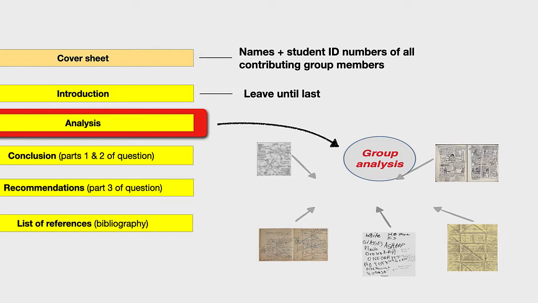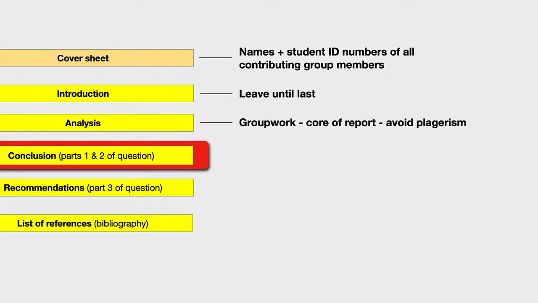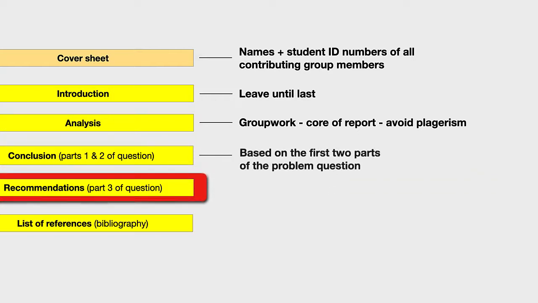Okay, so we move on from the analysis to the conclusion. Now remember, the conclusion refers to the first two parts of the question. And that's the important thing to remember here. We're asking for a conclusion about the first two parts of the question. Okay. So this should fall out of the analysis fairly easily.